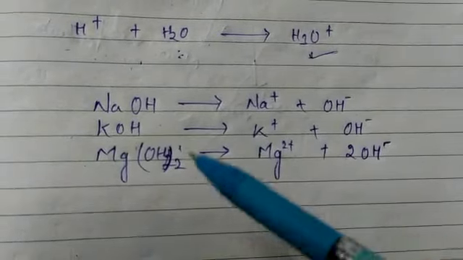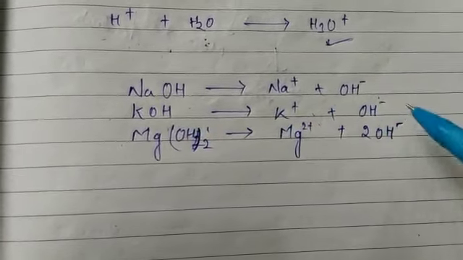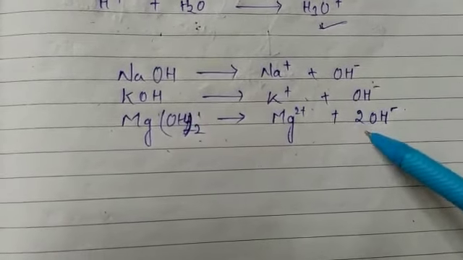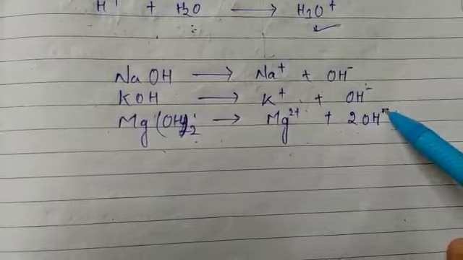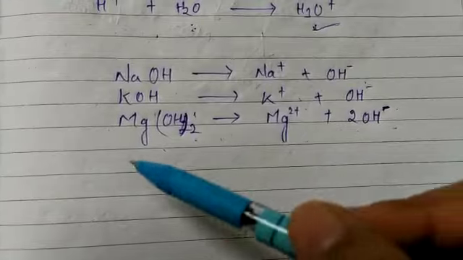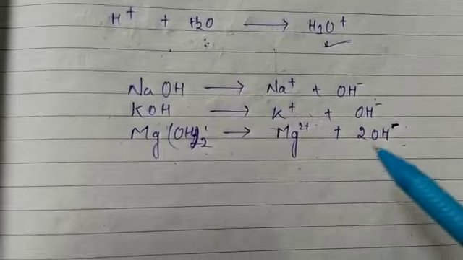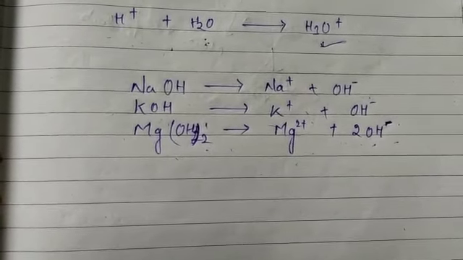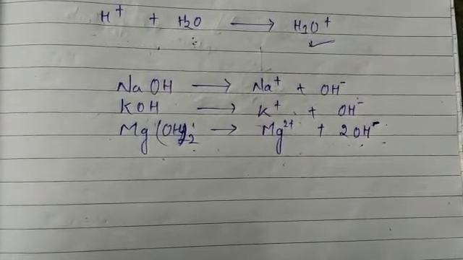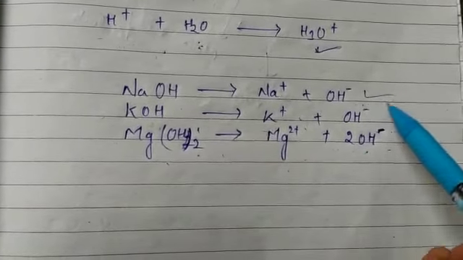For the bases you can see NaOH is giving Na plus and OH minus, and KOH is also giving K plus and OH minus. Then Mg(OH)2 is giving Mg2 plus and 2OH minus. OH minus is fixed, it is the hydroxide ion, its charge is 1 only. Since Mg is having 2 plus, 2 hydroxide ions are used. So bases give hydroxide ions, OH minus, in water. Bases which are soluble in water are called alkalis.